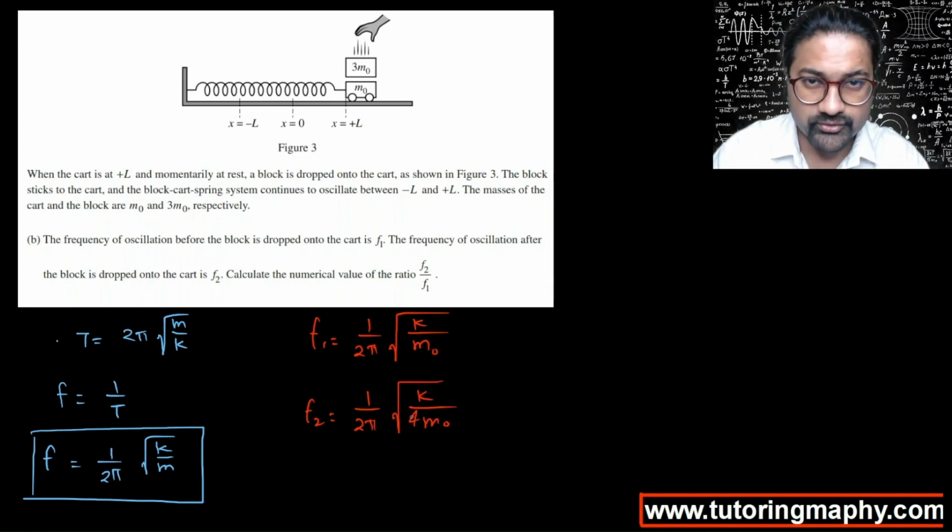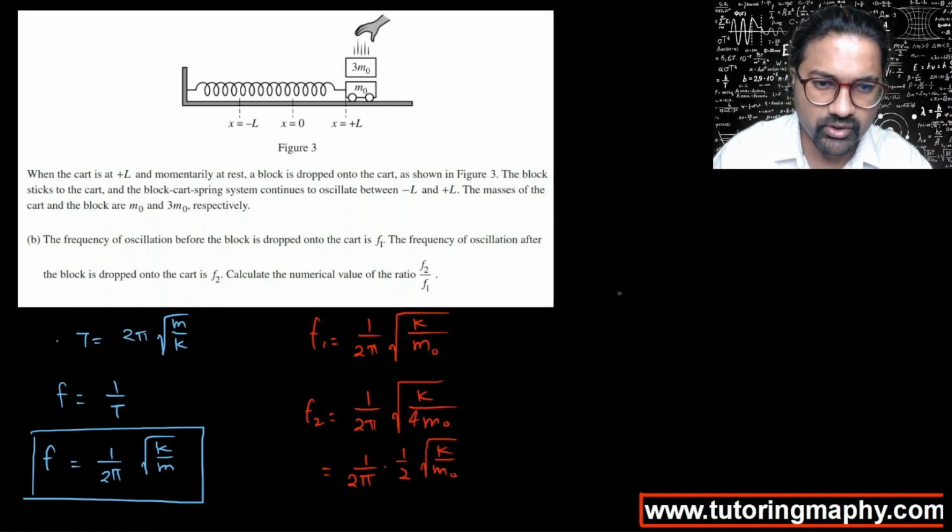It's good to see 4 because the square root of 4 is 2, right? So I'm going to write this as 1 over 2 pi times 1 over 2. Why the 1 over 2? Because the square root of 4 is 2. And then root of K over m naught remains as it is. All right, they need the ratio of F2 over F1.